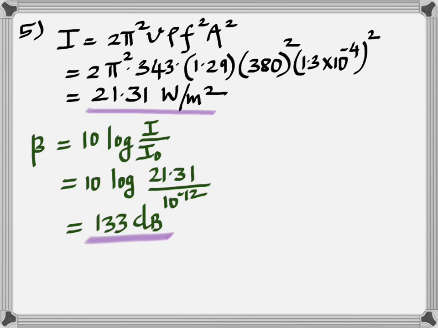Direct substitution into the formula. Of course, you'll be given the speed of sound. If not given, always take it as 343 meters per second. You see that repeating? Because that's the speed at 20 degrees Celsius. 1.29 is the density. Frequency is 380, that's given. Amplitude is 1.3 times 10 to the negative 4.